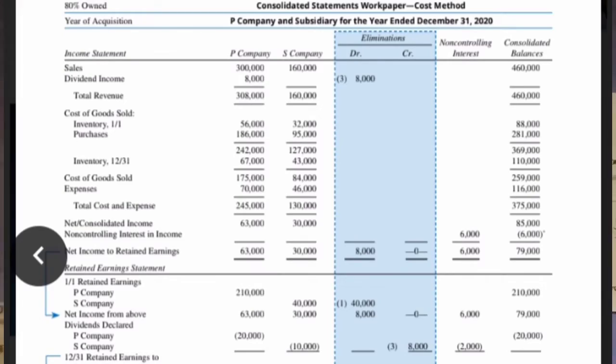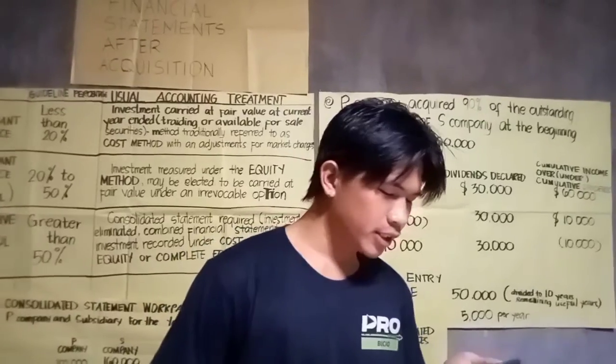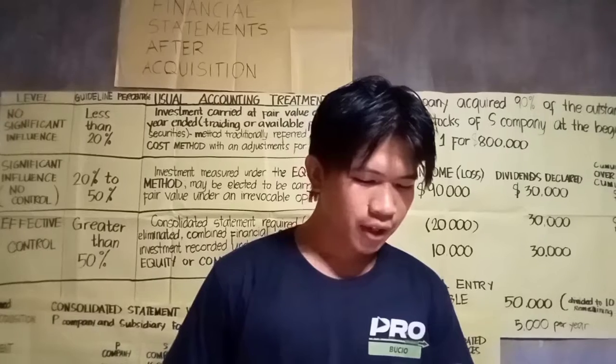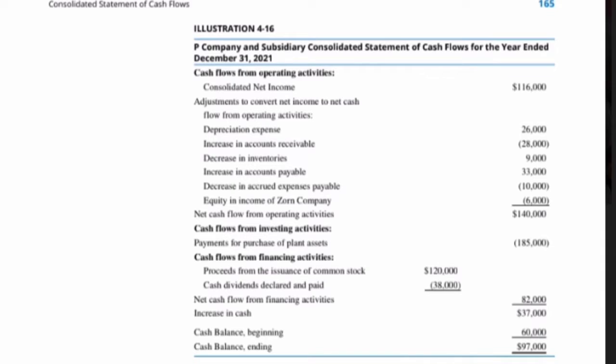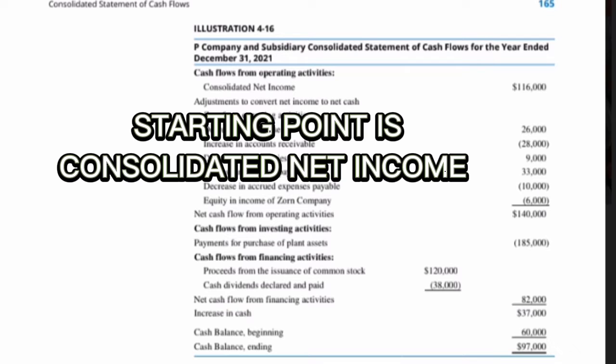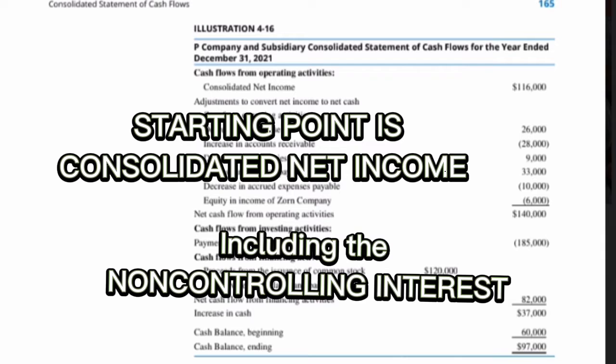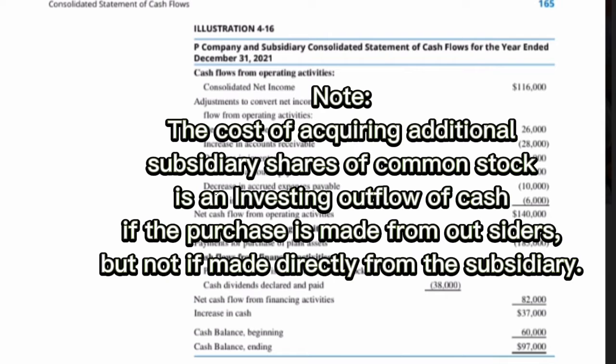Consolidated statement work paper. Explain how the consolidated statement of cash flows differs from a single statement of cash flows. In the preparation of a consolidated statement of cash flows, the starting point under the indirect approach should be consolidated net income, including the non-controlling interest. Subsidiary dividend payments to non-controlling shareholders represent a financing outflow of cash. Subsidiary dividend payments to the parent.